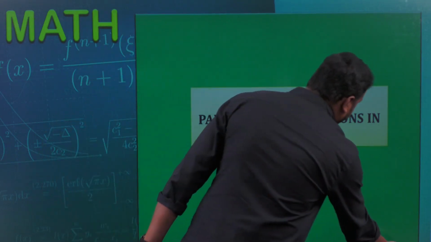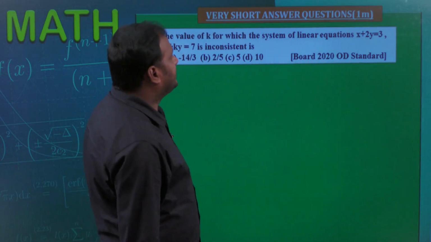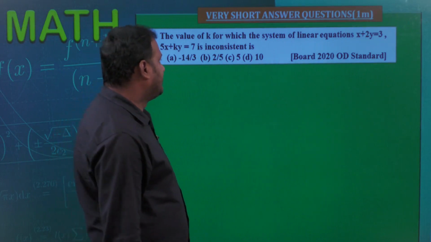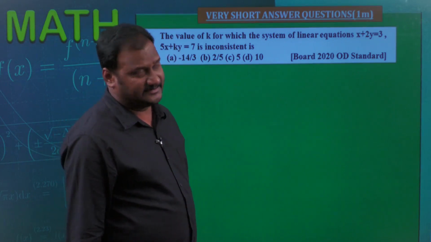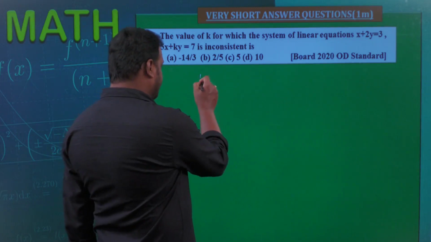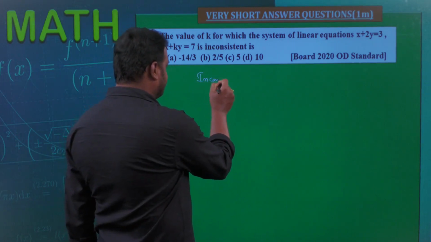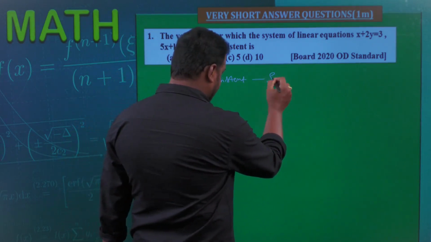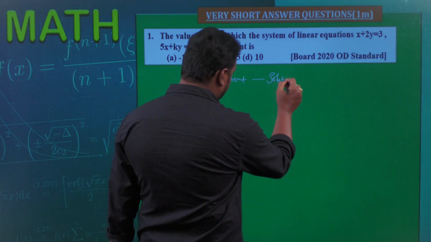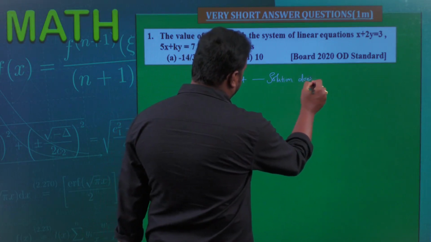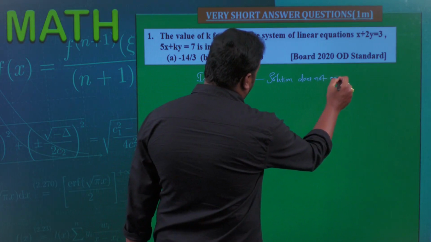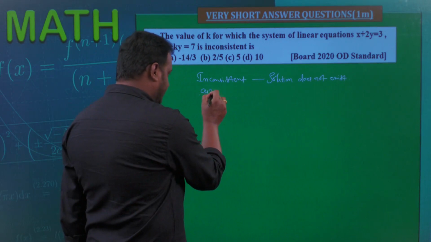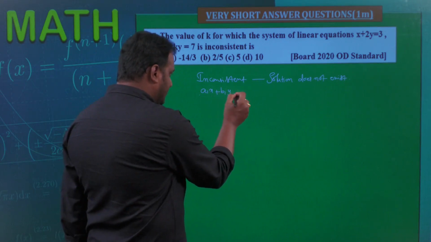So coming to the first problem here, the value of k for which the system of equations x plus 2y is equal to 3 and 5x plus ky is equal to 7 is inconsistent. What do you mean by system of equations are inconsistent? Inconsistent means solution does not exist. Solution does not exist.